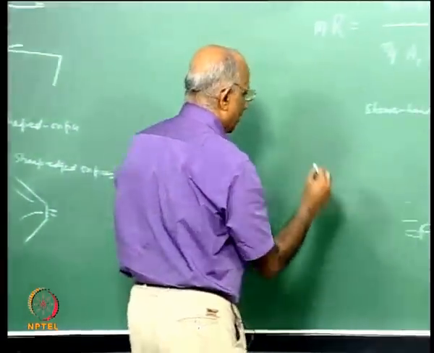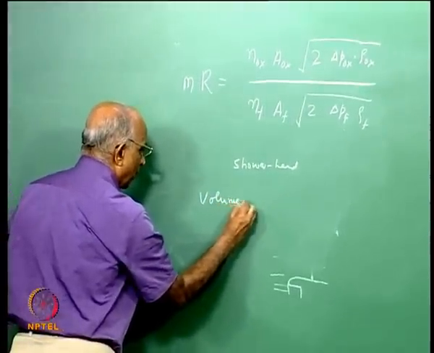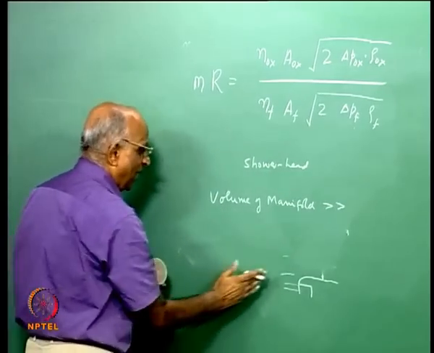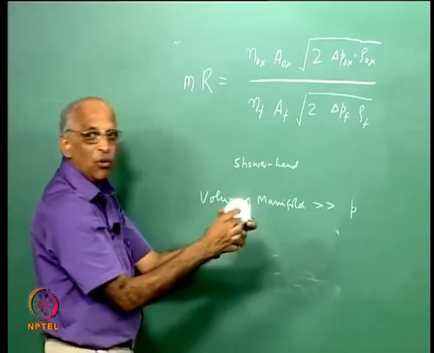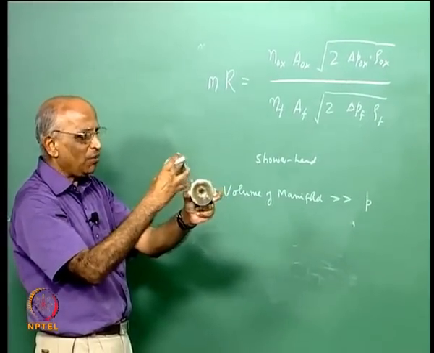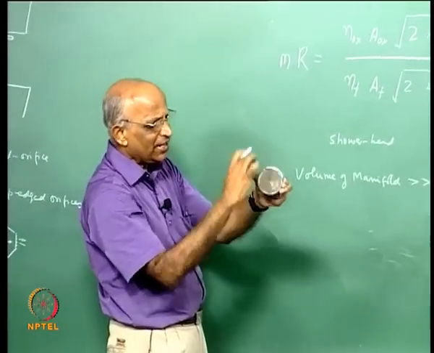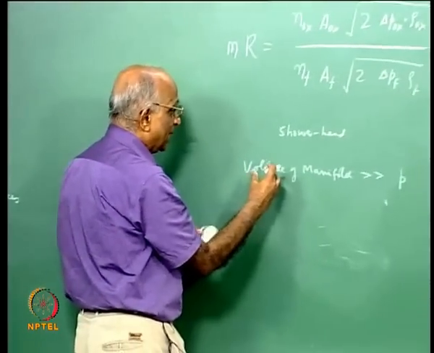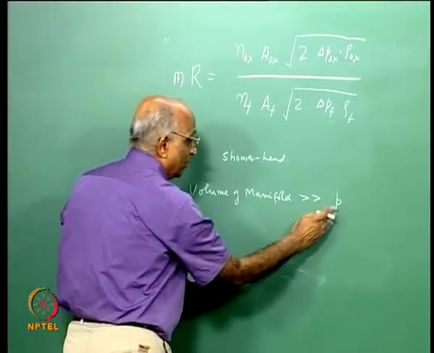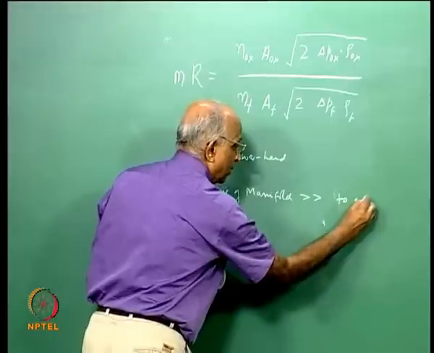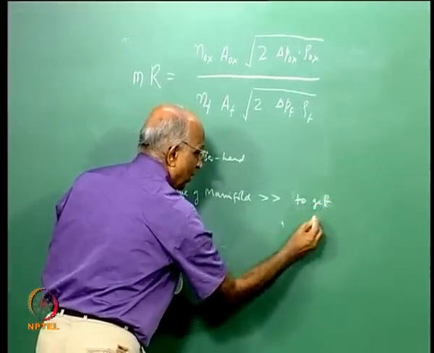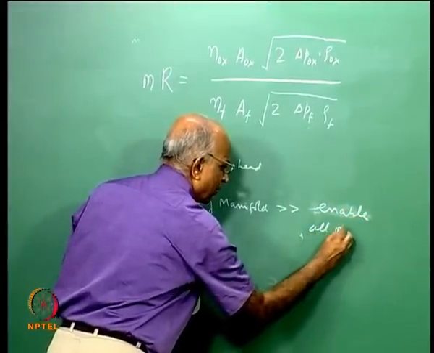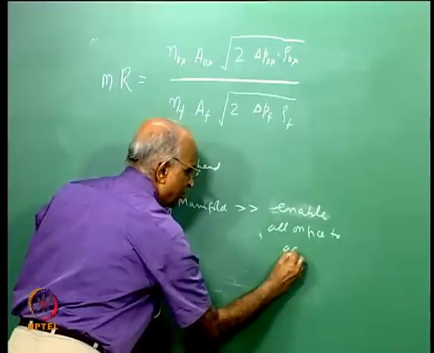From fluid mechanical considerations, if the volume of the manifold is large, then I will have the same pressure for all the holes over here. If I have a very small manifold volume, the holes which are at the center near the tube inlet will get the high pressure, the others will get a low pressure. Therefore, from fluid mechanical considerations, I should have a large manifold volume, to enable all orifices to achieve the same pressure.